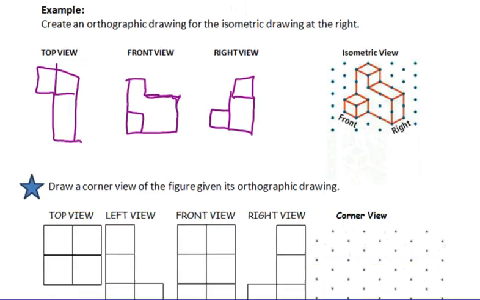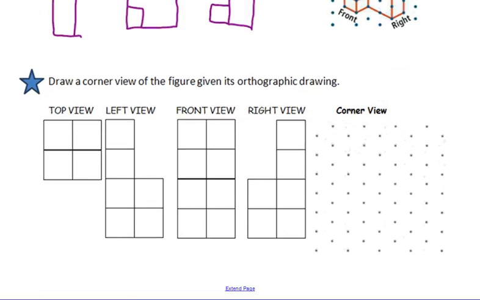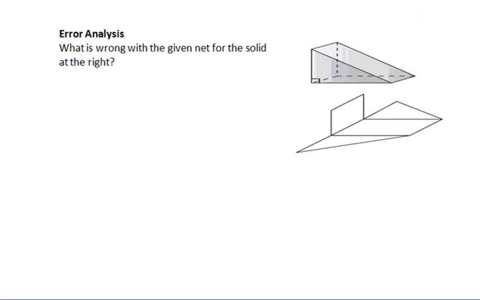Alright, last one, a little challenge one. If you can go backwards, draw a corner view of the figure given its orthographic drawing. That would be tough, but typically that is what you're given for an isometric drawing. You kind of see that front or that left view, the right view, and the top of it. So we have that here. Just wanted to see if you can do it, alright?